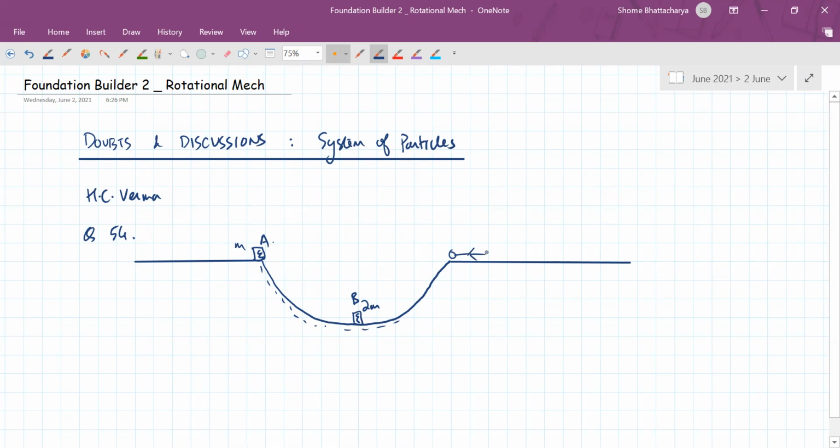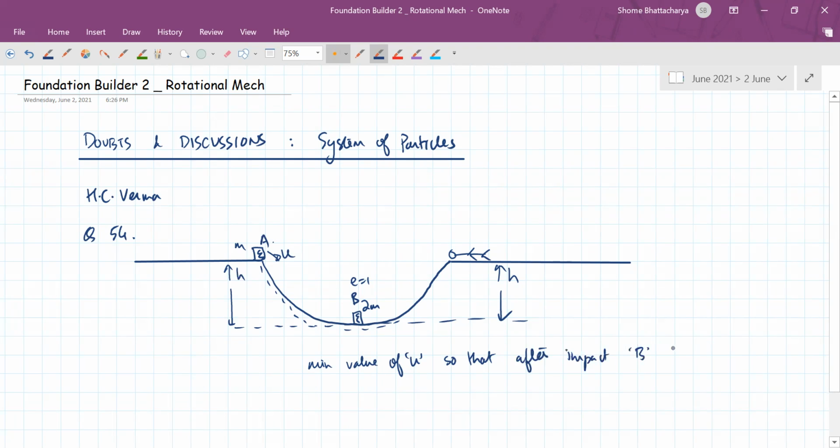And then there's a person lying here also. So the thing is, we have to push this such that it has some initial speed u like this, so that after making a perfectly elastic collision with this, B makes a collision with the person's head. So we have to find the minimum value of u, so that after impact B hits the person's head.